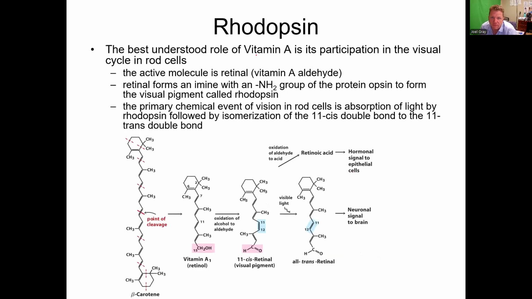The best understood role of vitamin A is its participation in the visual cycle of rod cells. The active molecule is one known as retinal, which is a vitamin A aldehyde. Retinal forms an imine with an NH2 group of the protein opsin to form the visual pigment called rhodopsin. The primary chemical event of vision in rod cells is absorption of light by rhodopsin, followed by isomerization of the 11-cis double bond to the 11-trans double bond.